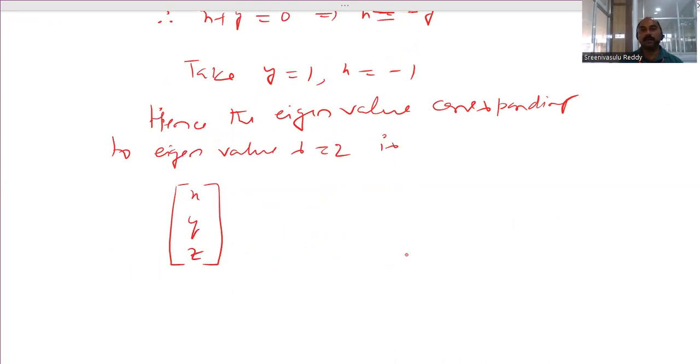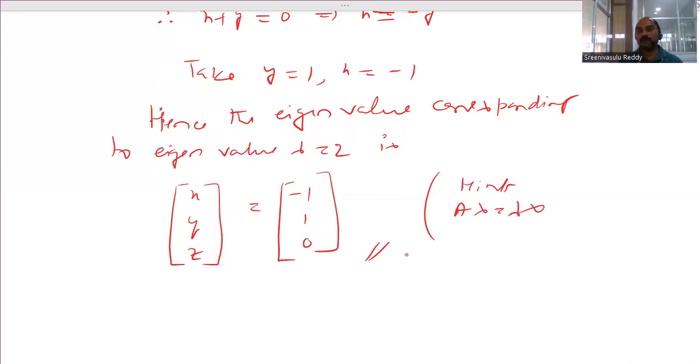Now, the x value is minus 1, 1, 0. That's all. We can verify whether our eigenvalue is right or wrong. Hint, verification: Ax equal to lambda x, whether it is true or false.